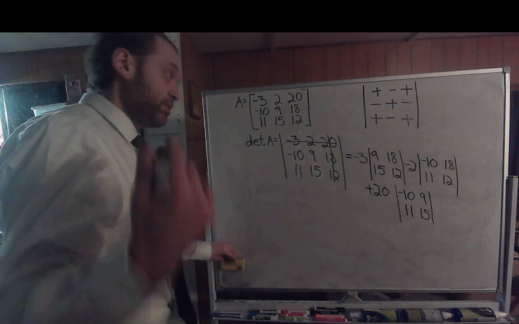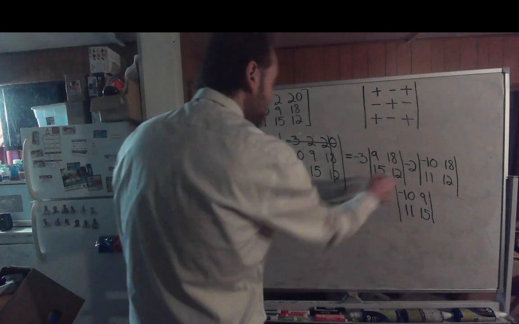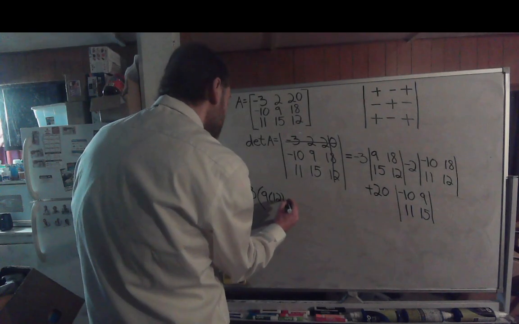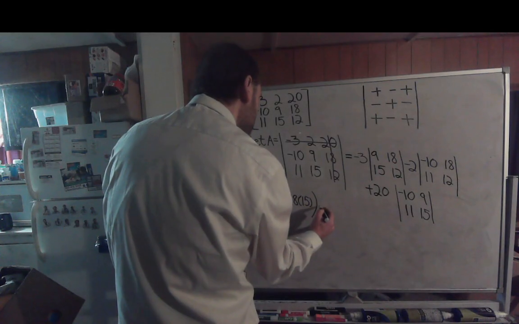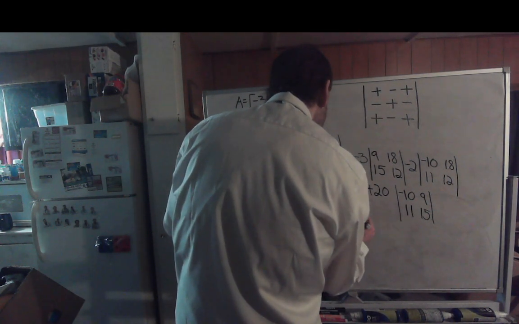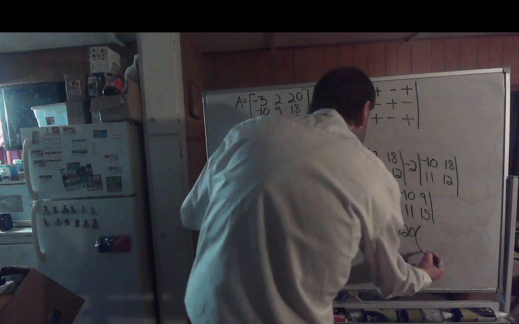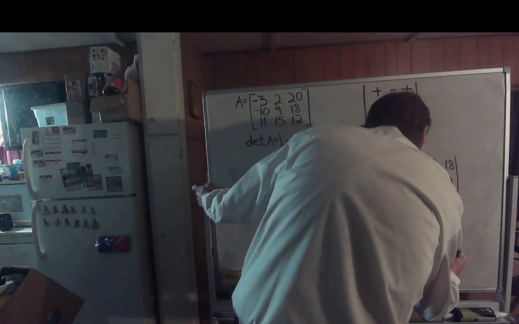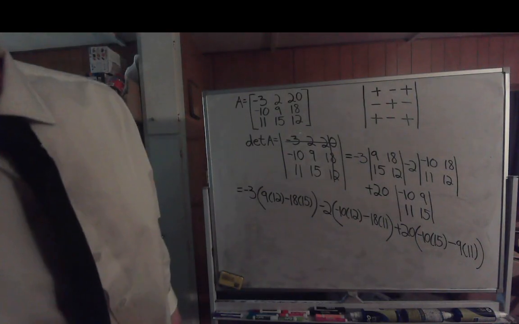Alright, so now let's deal with our 3 determinants here. So let's take -3 times, let's see, 9 times 12 minus 18 times 15, minus 2 times, let's see, -10 times 12 minus 18 times 11, plus 20 times -10 times 15 minus 9 times 11. All right. So there's the expansion of all those determinants.